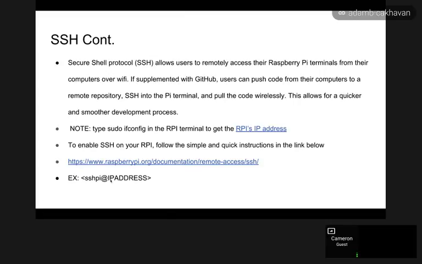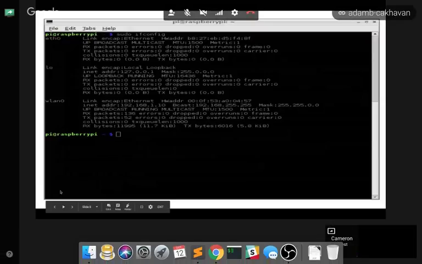And of course, all this is on the Raspberry Pi's website if I'm going too fast, but it's as simple as that. And anytime you want to SSH into your Pi or go into your Raspberry Pi's terminal, just type in ssh pi at and the IP address.